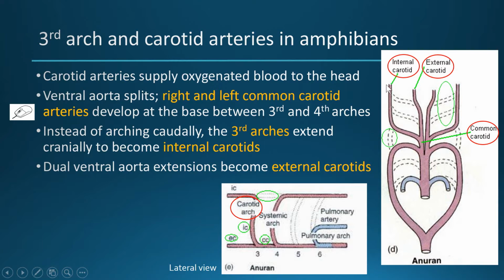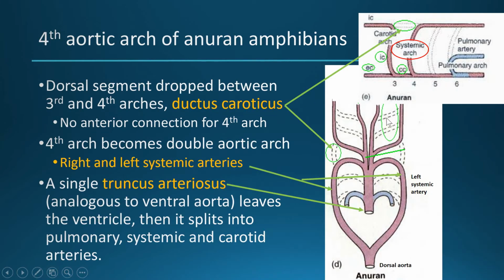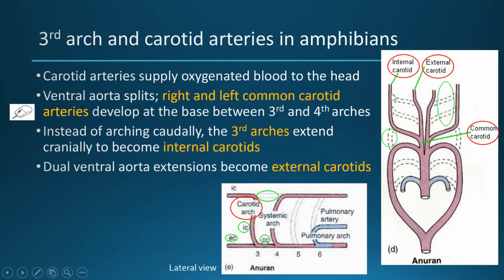Okay, another thing that happens in amphibians, between kind of fish and amphibians, is that over here, this 3rd arch, it used to wrap around and then join the 4th. Remember 3rd and 4th in lungfish went together? Over here, right here, it's called the ductus caroticus, and it's lost. Instead, this 3rd branch, instead of turning directions and going caudal, remains going cranial. And it becomes the internal carotid to supply the brain.